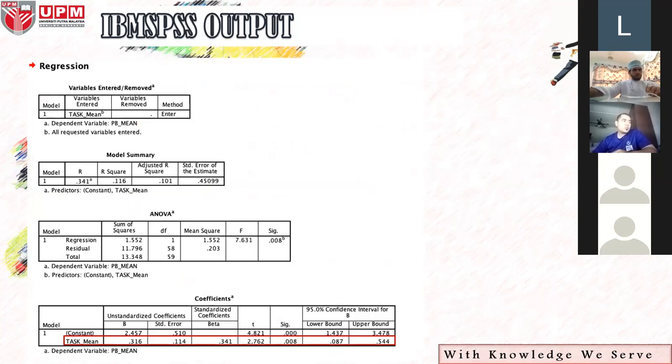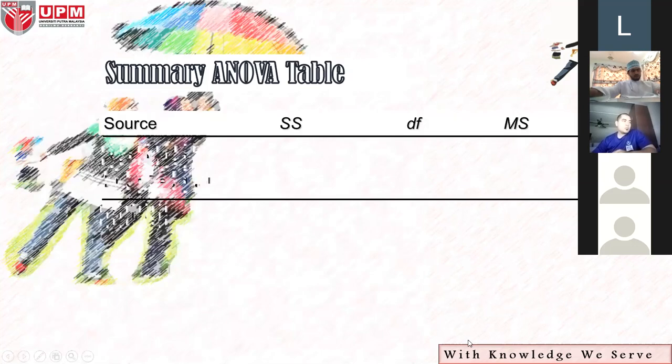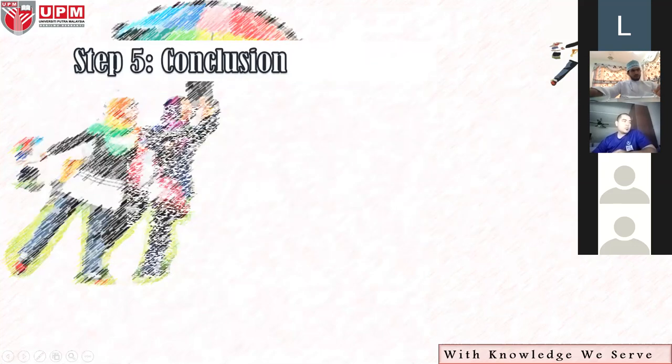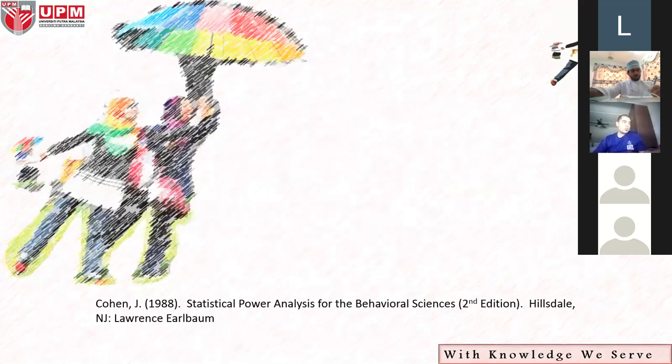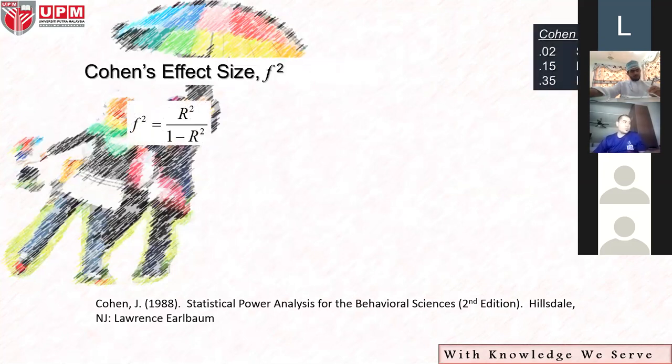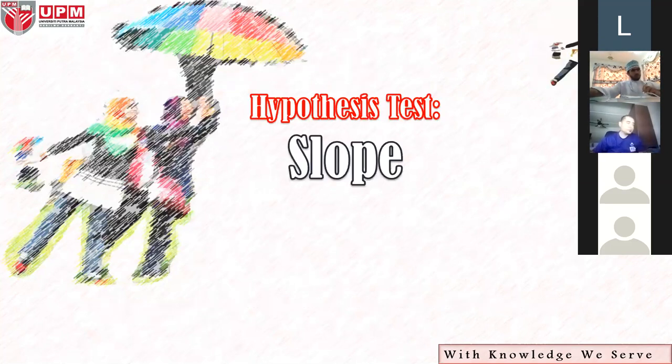R square here, this one. R square divide by 1 minus R square, so you will get the result. After you get the result, you interpret the value based on the Cohen rule of thumb. 0.02 indicates small effect size, 0.15 indicates medium, and 0.35 indicates large effect size. So this is the additional interpretation.